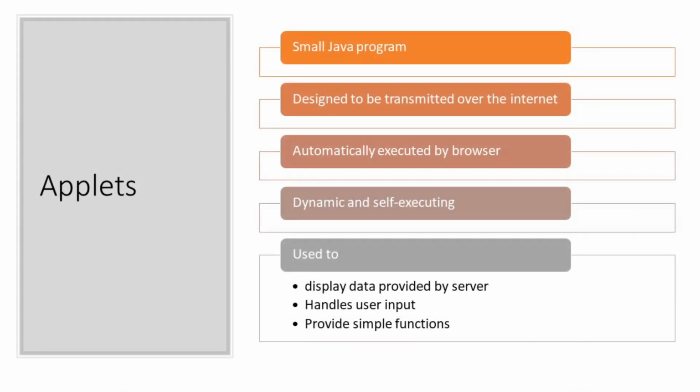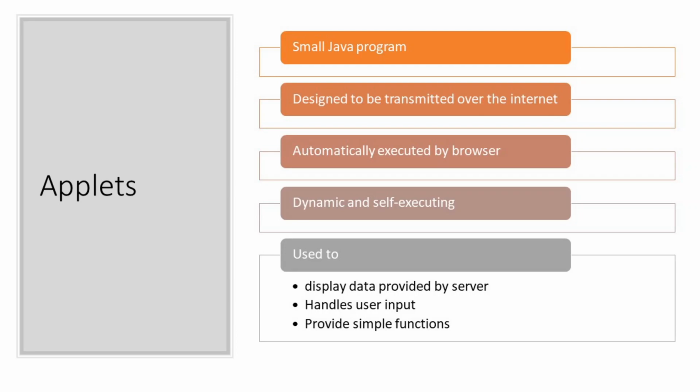It is a small Java program that is designed to be transmitted over the internet and is automatically executed by a Java compatible web browser. That is, you can download an applet and it will be executed with an interaction with a user. An applet is a dynamic, self-executing program that is initialized by the server but performs on the client side.